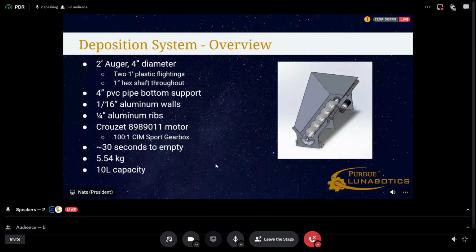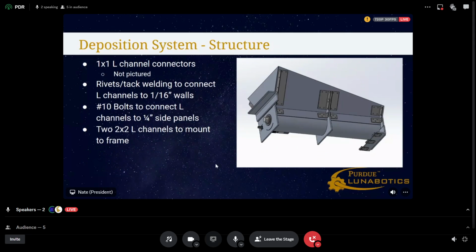It's expected to have a 10-liter capacity total, which is much higher than the big scoop capacity that was noted earlier. Looking at the structure, the entire thing is basically held together by a bunch of 1x1 L channels. We don't have 1x1 L channels in the model right now due to some difficulties with the PDM system, which will be overcome after PDR, but they're going to be switched out to 1x1 L channels. They'll be either riveted or tack welded to connect those L channels to the 1/16 of an inch walls, just because those mostly aren't particularly important.